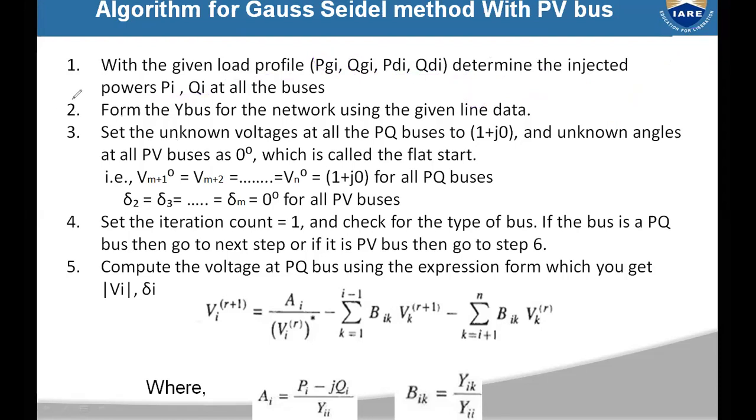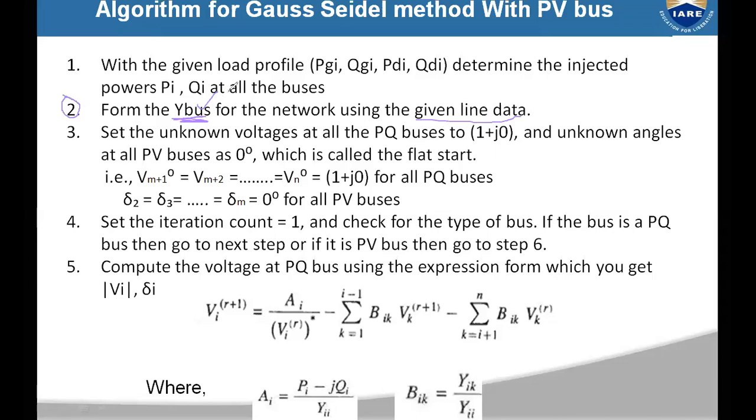And then the second step is that you have to form the Y bus. You have to determine the Y bus for the given network using the given line data. So in the problem, you will be given the line data, and from the line data, you have to find out the Y bus. This Y bus can be determined either by using the direct inspection method or by using the singular transformation method. By using any one method, you have to determine the Y bus.